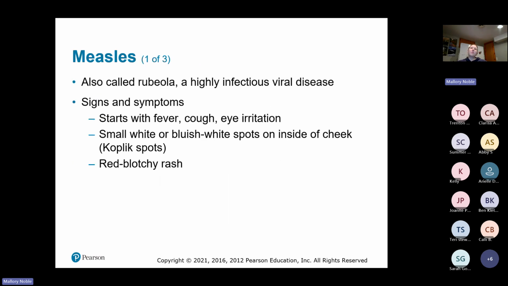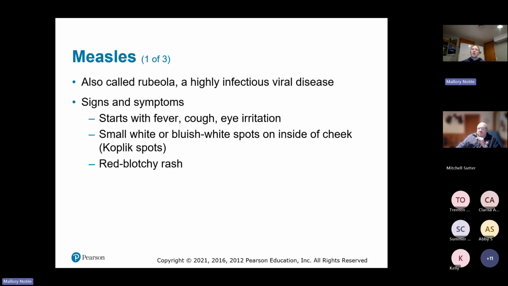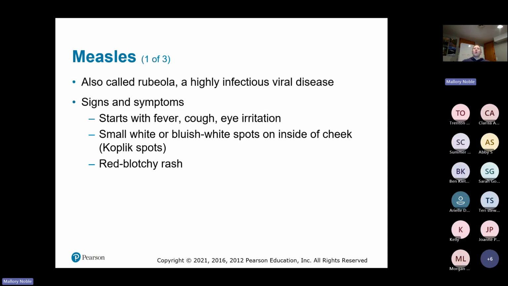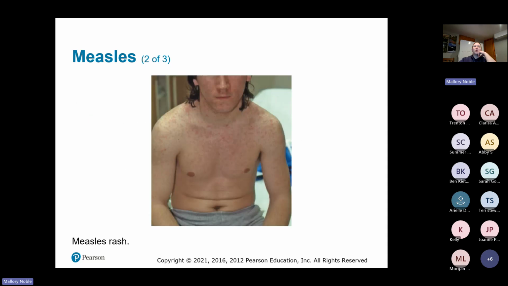Measles. So this is also called rubella. It's highly infectious viral disease. Common signs and symptoms. It usually starts with a fever, cough, and some eye irritation. Moves on to what we call Koplik spots. These are white, small spots on the inside of the cheek. And then there's also kind of a red blotchy rash that goes with it as well, which this is the next picture. So this is a classic measles rash.